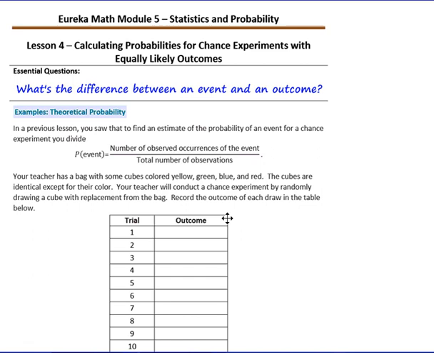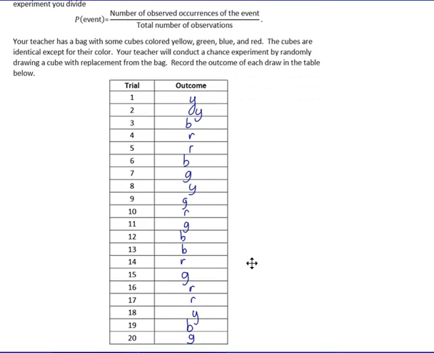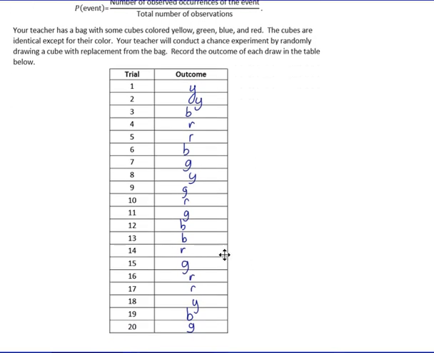So we draw a cube, we look at it and record the color, then we replace the cube and then draw another. I conducted this experiment and here are the results. We draw yellow, yellow, then blue, then red, etc. So I did this 20 times and recorded the data. We'll answer some questions regarding this data on the next page.